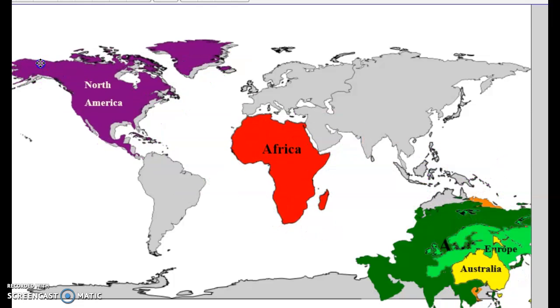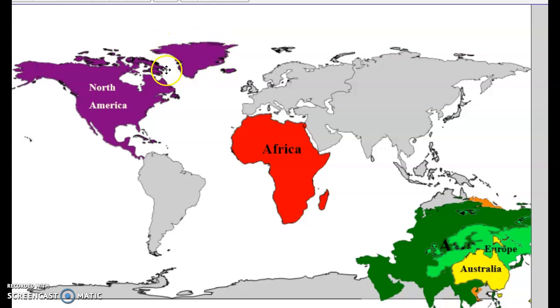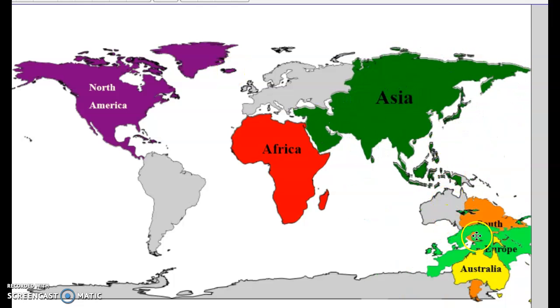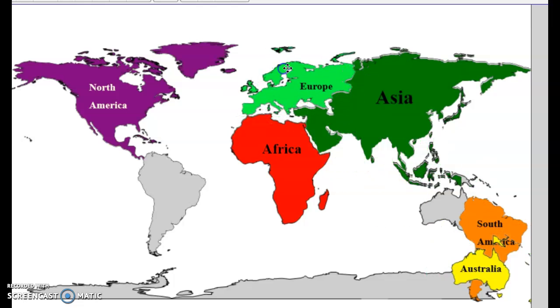North America, where we live. Note that that includes Greenland, although this shouldn't be highlighted, which is kind of weird. This is actually Iceland. The continent of Asia, the largest continent, the continent of Europe, and even though they're connected, we consider them 2 separate continents.